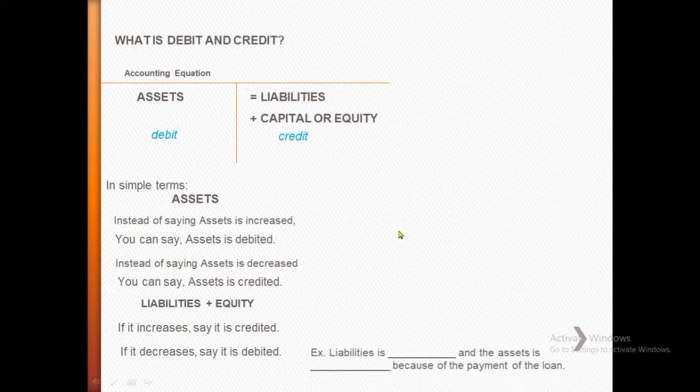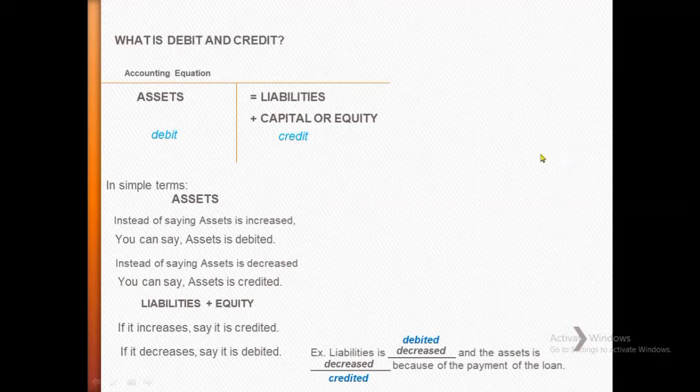So, in the statement, liabilities is decreased and assets is decreased because of the payment of the loan. When we incorporate what we have learned in the past video, we can say that the liabilities decreased and the assets decreased because of the payment of the loan. But if we incorporate what we have learned so far in this video lecture, we can say that the liabilities is debited and the assets is credited because of the payment of the loan. So I hope you got it.